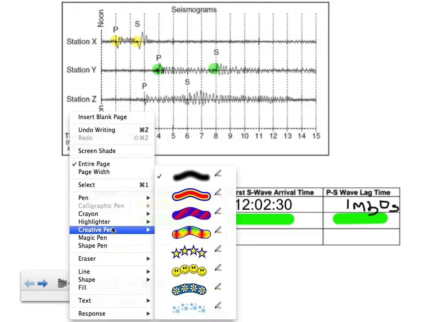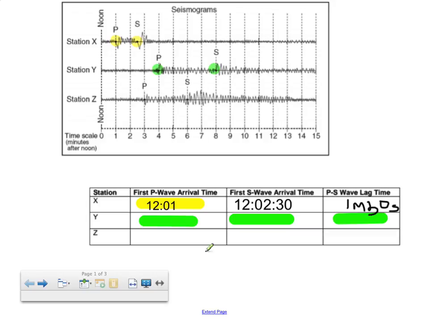All right, for station Z, Jenny, 12:03 for the P arrival time. The S arrival time, Shania, 12:06. The lag time, Delandis, look up at the screen. The only one that's not highlighted is right here. 3 what? 3 minutes. Everyone good with that? All right.